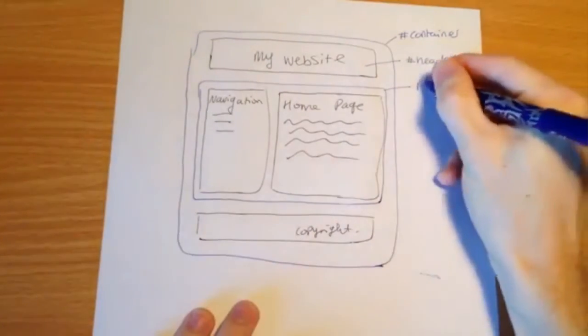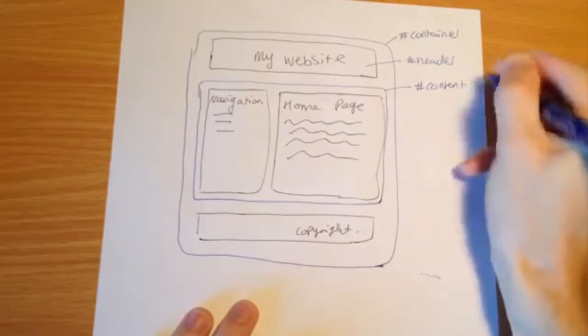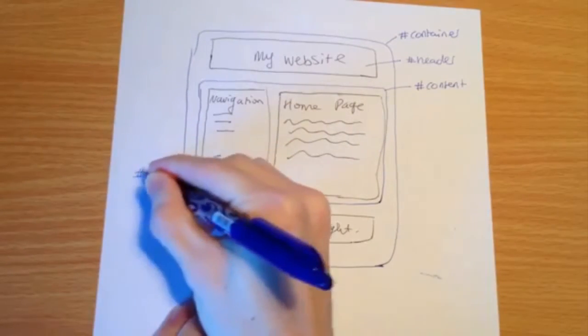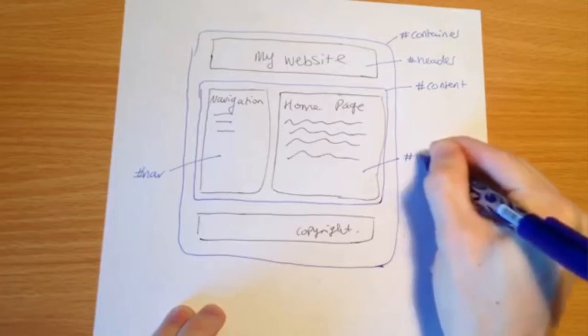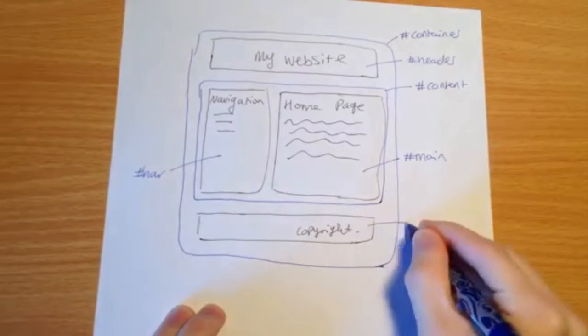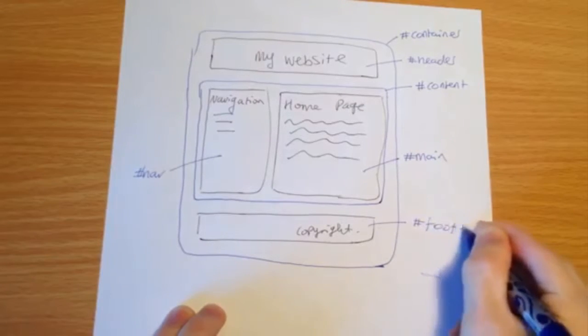This middle container I'm going to call content, and inside of content we've got hash nav for navigation and hash main for the main section, and then hash footer at the bottom.